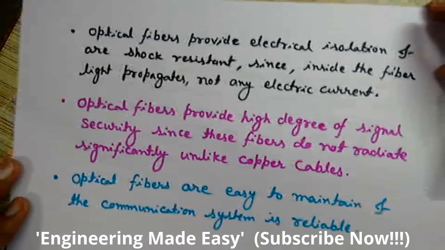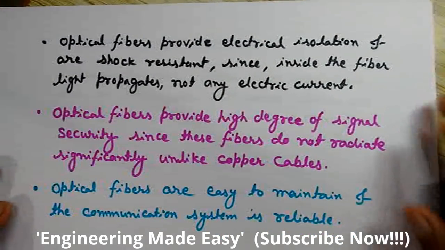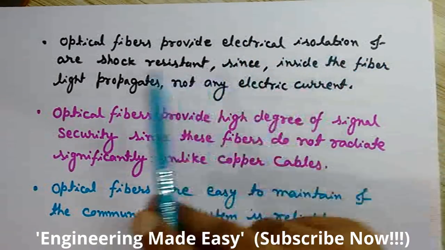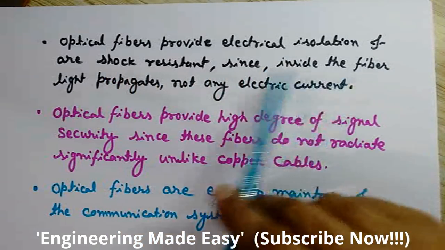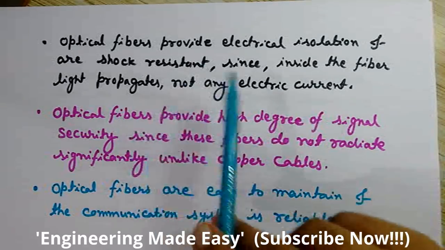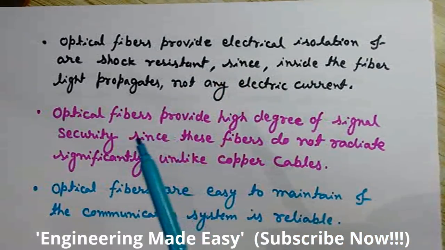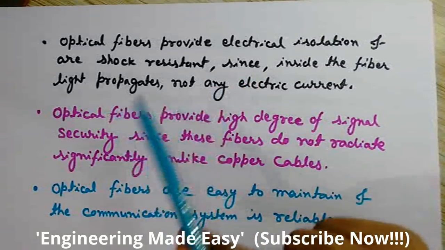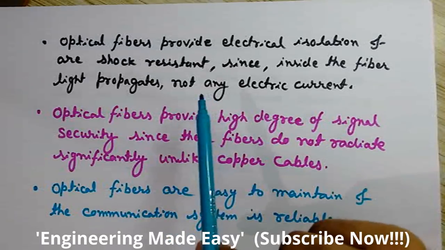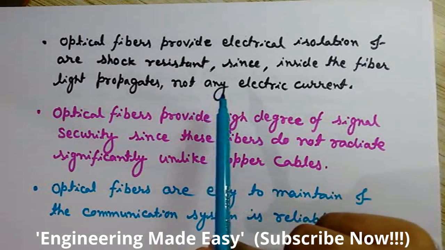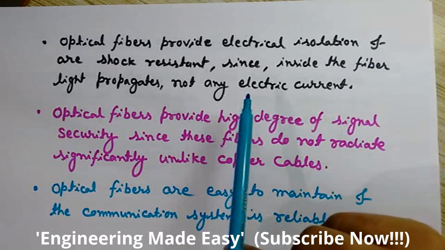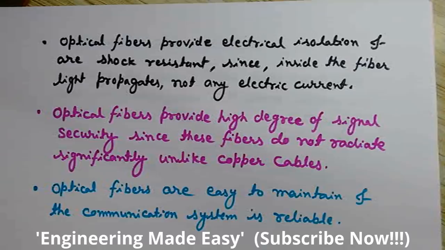A few more advantages of optical fibers are: optical fibers provide electrical isolation and are shock resistant, since inside the fiber light propagates, not any electric current. We have seen that in optical fibers only the light ray propagates using total internal reflection, so there is no chance of any shock in case of optical fibers, but in case of metallic wires we know that electric current flows.